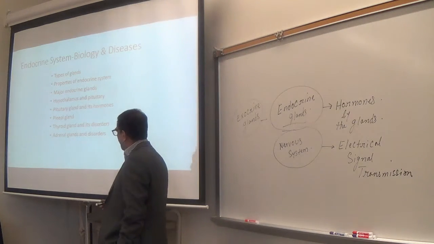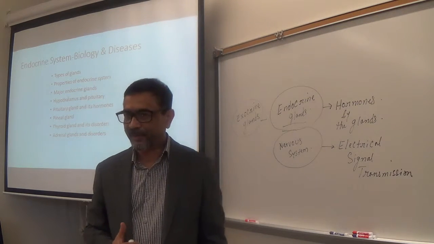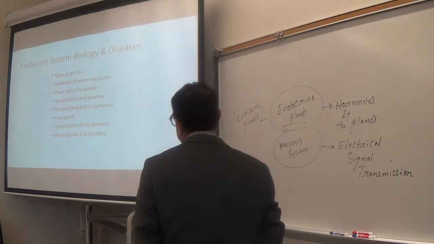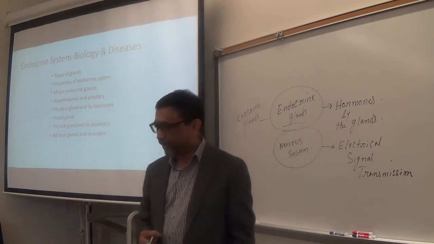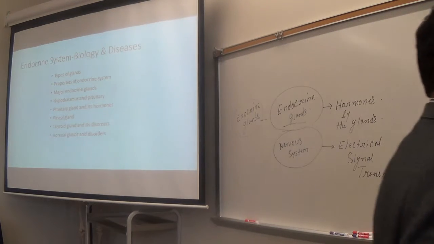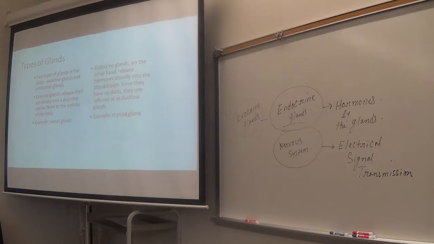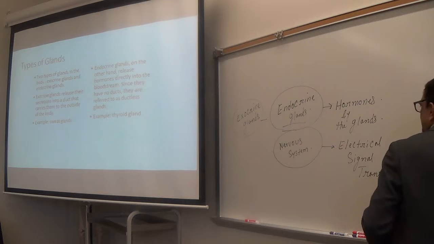So we will talk about the pituitary gland and the hormones of the pituitary gland. Then we will talk about the pineal gland, thyroid gland, adrenal glands and a few other glands of the body. Okay? So, the two types of glands are exocrine and endocrine.